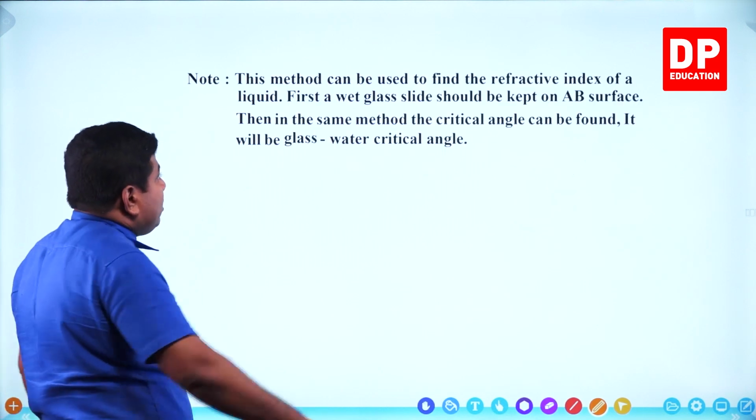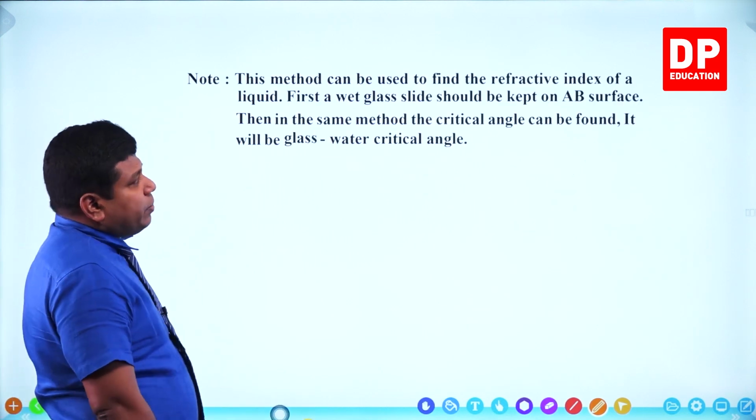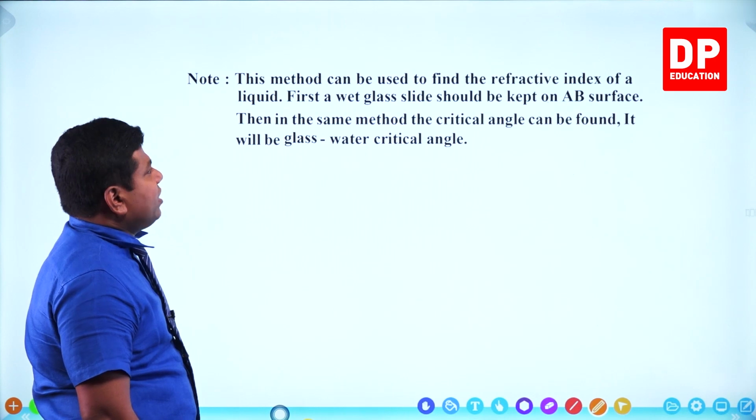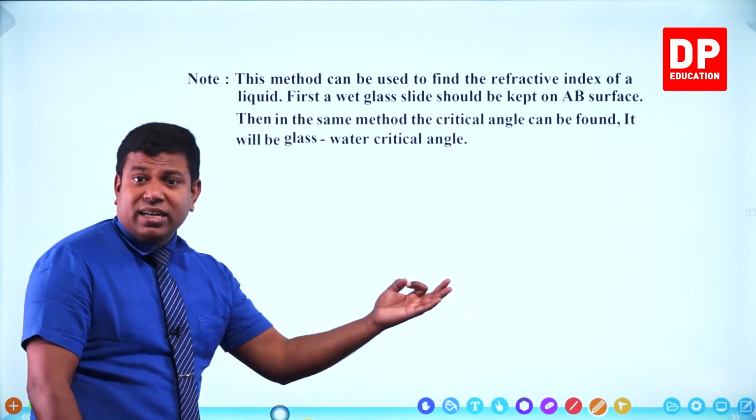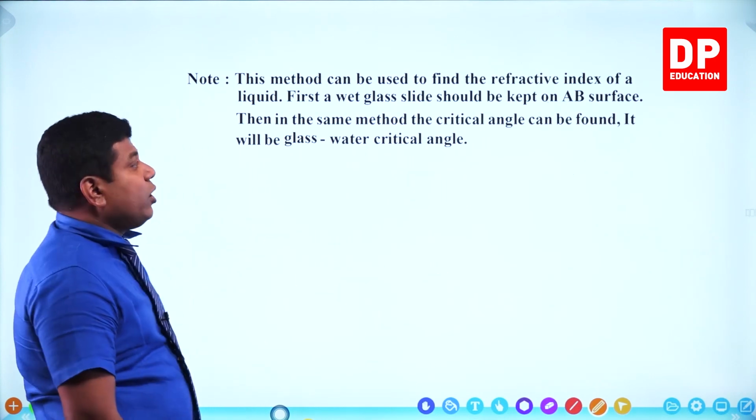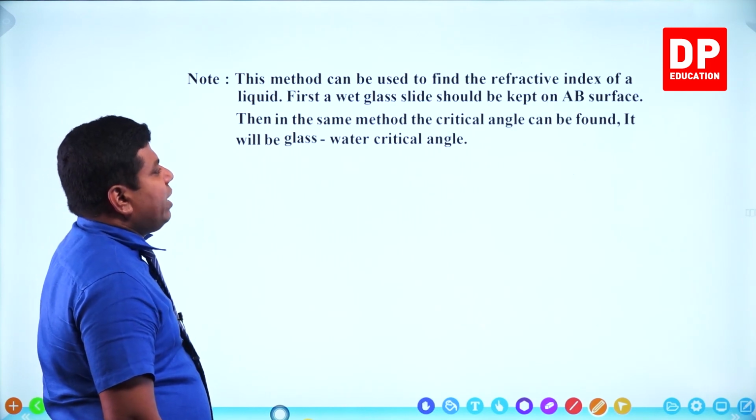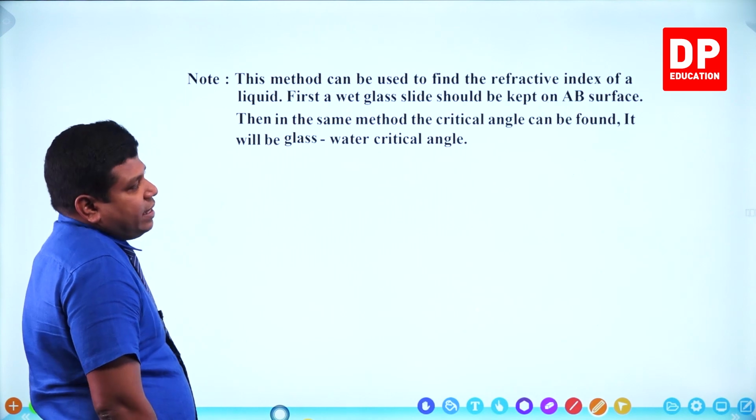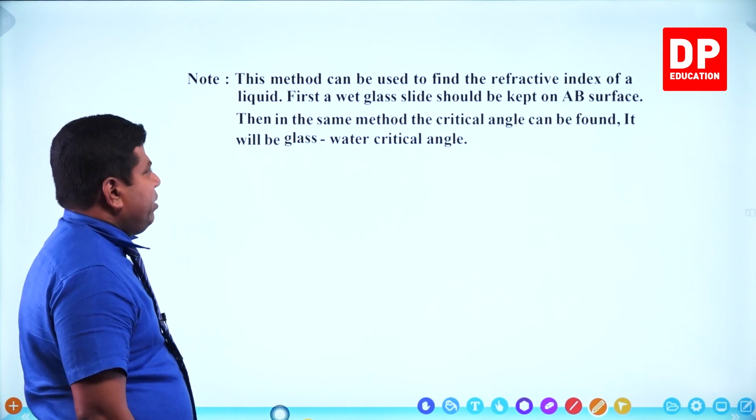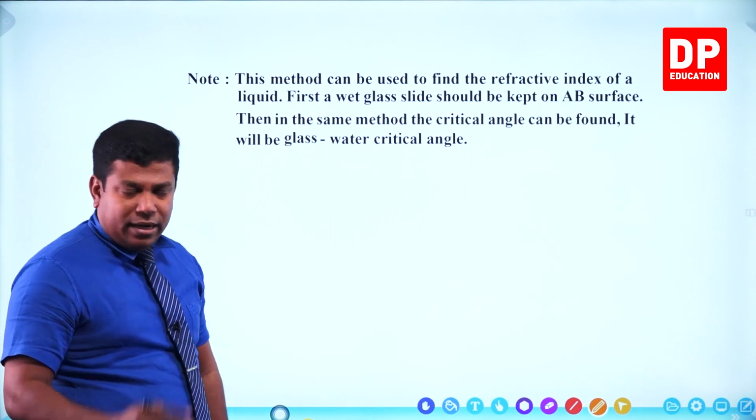Now, look at this note. This method can be used to find the refractive index of a liquid as well. Using this same method, we can find the refractive index of a liquid also. First, a wet glass slide should be kept on the AB surface. Then, in the same method, the critical angle can be found. It will be the glass-water critical angle.